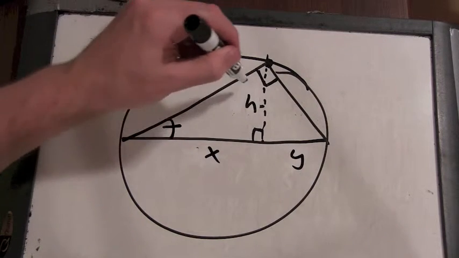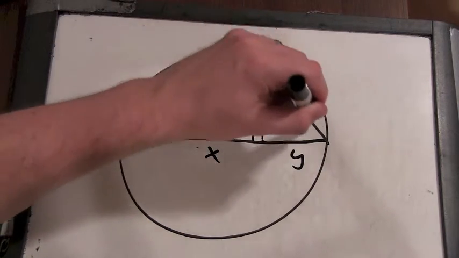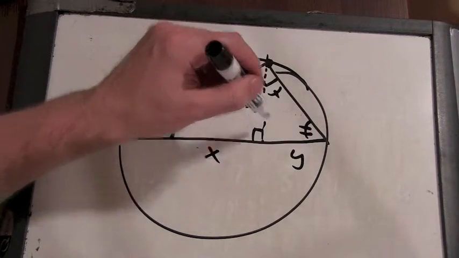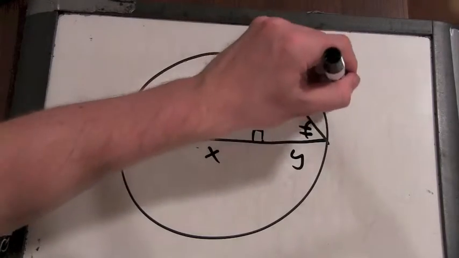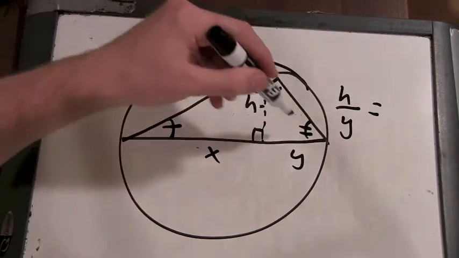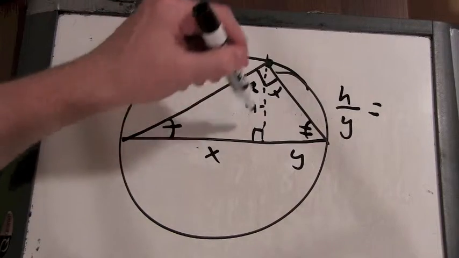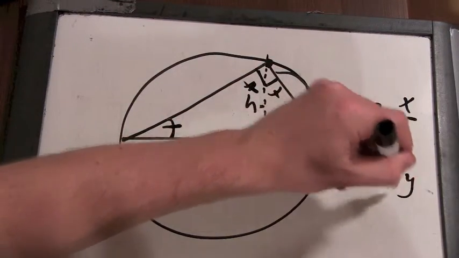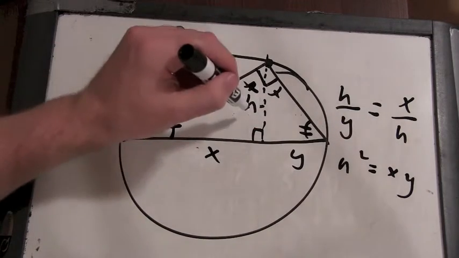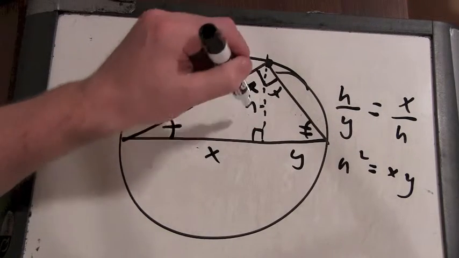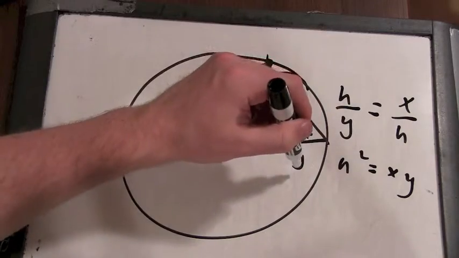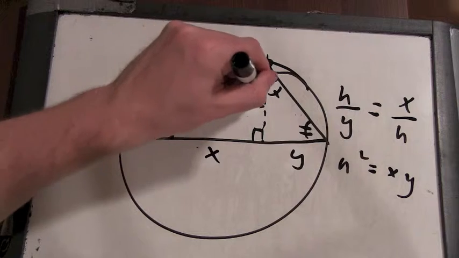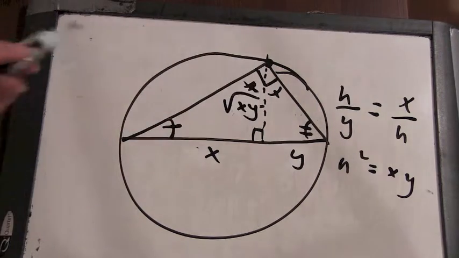Remember, this is angle 1, angle 2, angle 1, angle 2. So the one's opposite angle 1, h to y. H over y equals the one's opposite angle 2, x to h. So h squared equals xy. So it's not an accident that we got the square root of 3 times 4. Okay? So h is always the square root of xy.